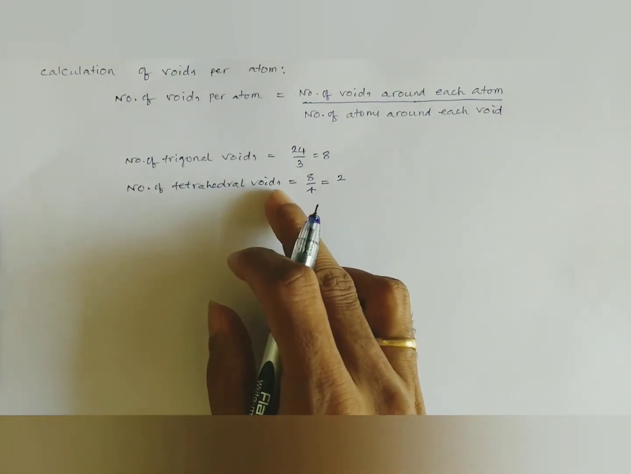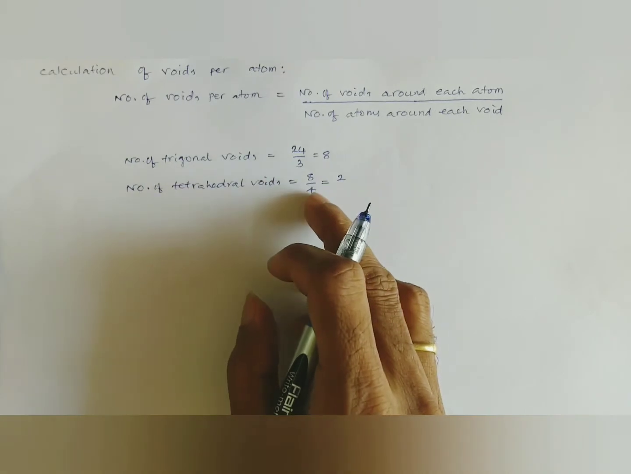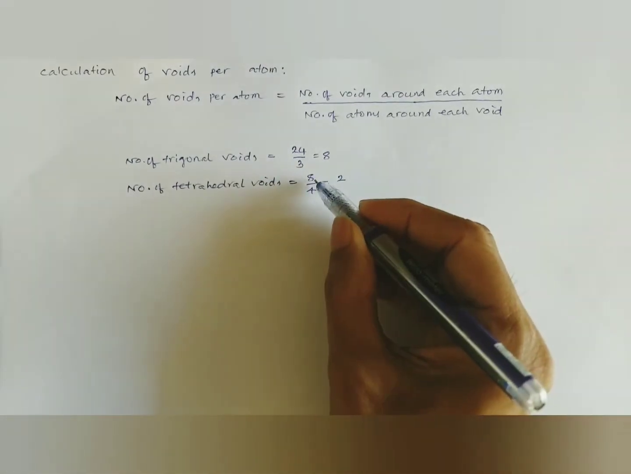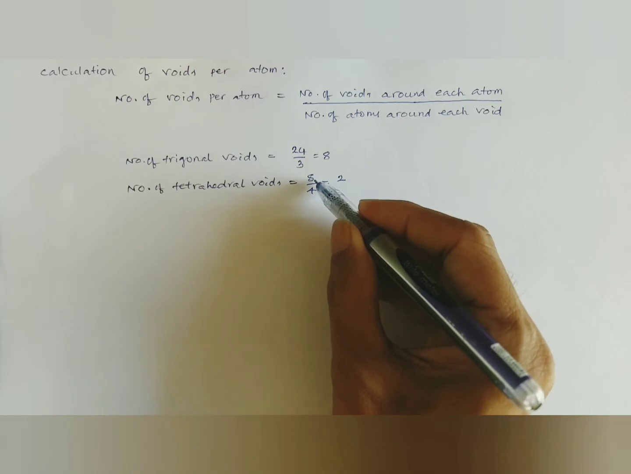Number of tetrahedral voids is given by 8 by 4 because each atom is surrounded by 8 tetrahedral voids. Let us consider an atom which is present in the corner of a cube. So the corner is shared by 8 unit cells. So how many corners will be nearer to this atom in the corner? So there will be 8 corners nearer to this. And you know tetrahedral void is nearer to the corner. As there are 8 corners around each atom, there will be 8 tetrahedral voids.